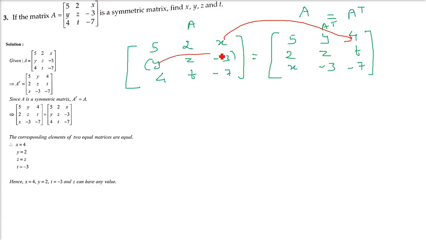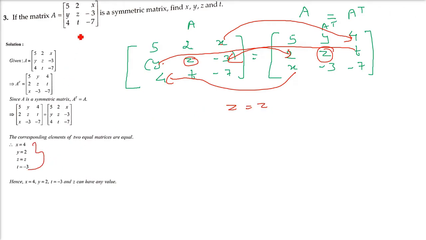y is equal to 2 here. t is equal to negative 3 here. And z has no value. Actually, z is equal to z, because there is no value of z we can find from this particular scenario. So z can only be written as z. So A is a symmetric matrix, and x, y, z and t values are like this. When we converted row to column, these are the values we found.